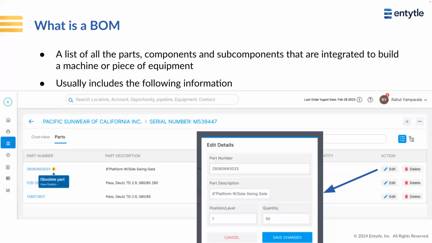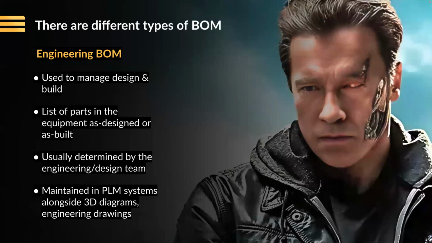And why is this important in the context of the aftermarket? Now, before I get there, let's talk about the different kinds of bill of materials. You have what is called an engineering BOM, and this is usually built and managed by the engineering team, the R&D team that designed the equipment. They scout the different suppliers, and they specify what the parts should be doing. And once they have procured these parts, they build this bill of materials for the equipment that they have built. And alongside 3D diagrams and engineering drawings with wiring diagrams and so on, this kind of information is usually maintained in a PLM system that is used by the engineering team. So that's the first kind.